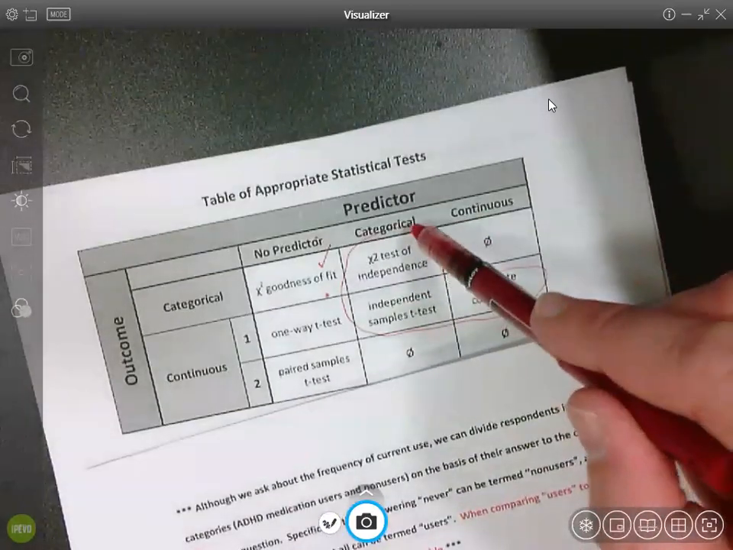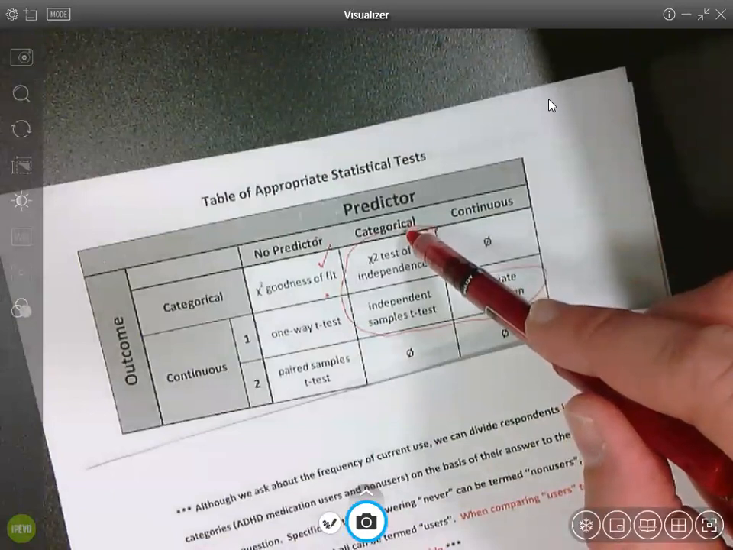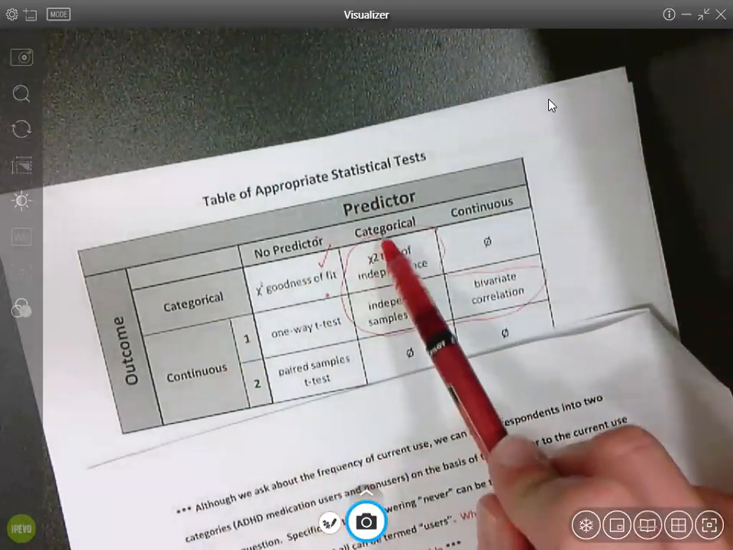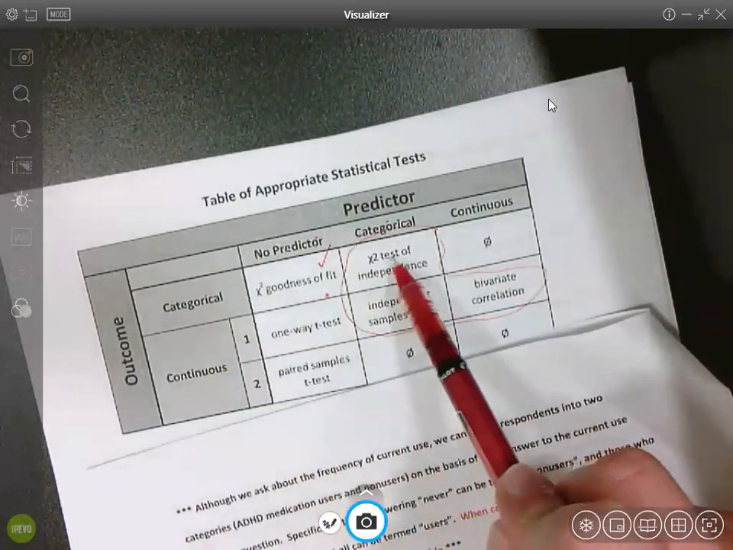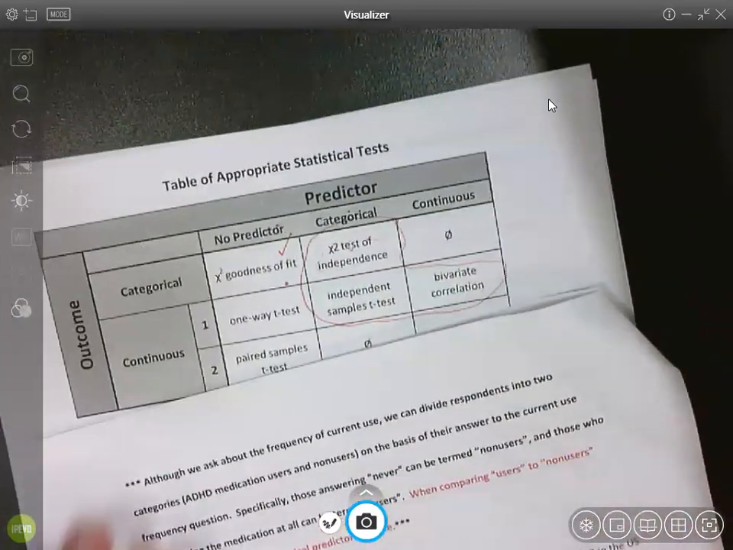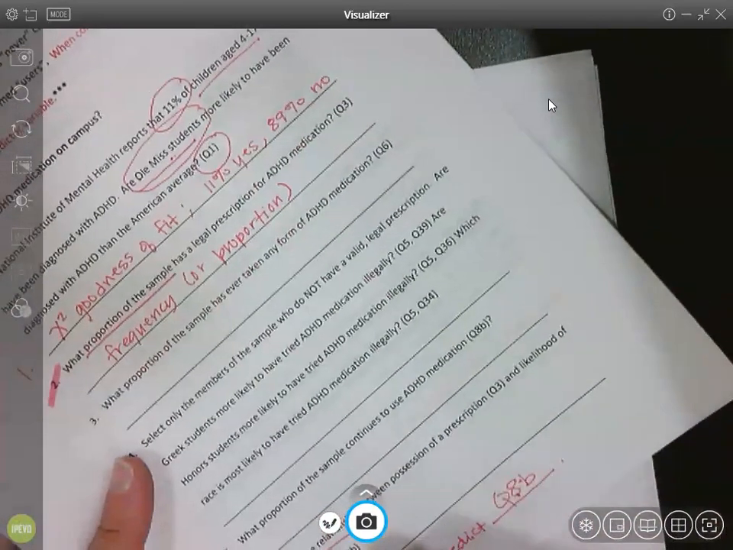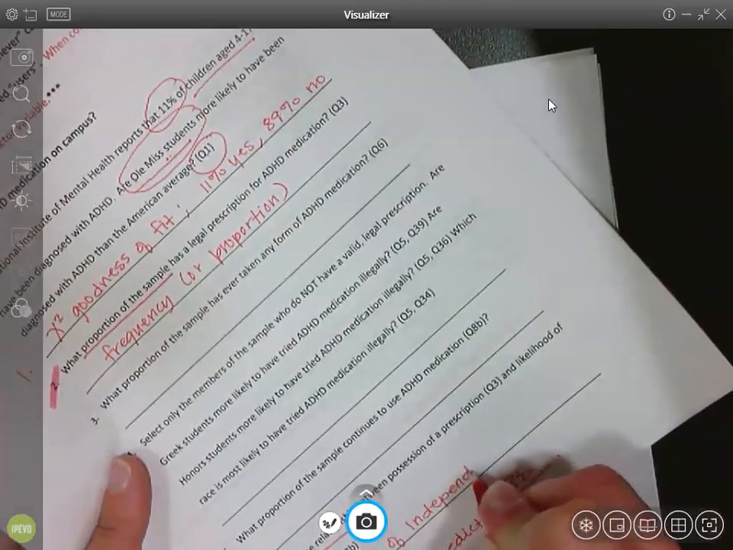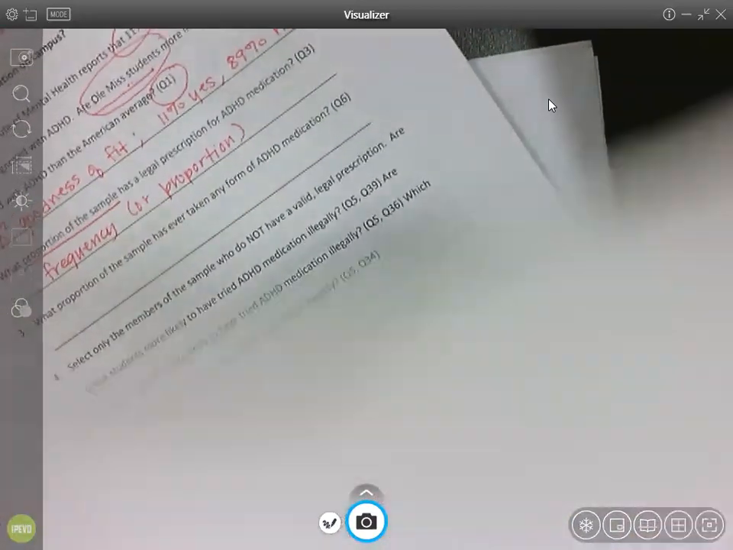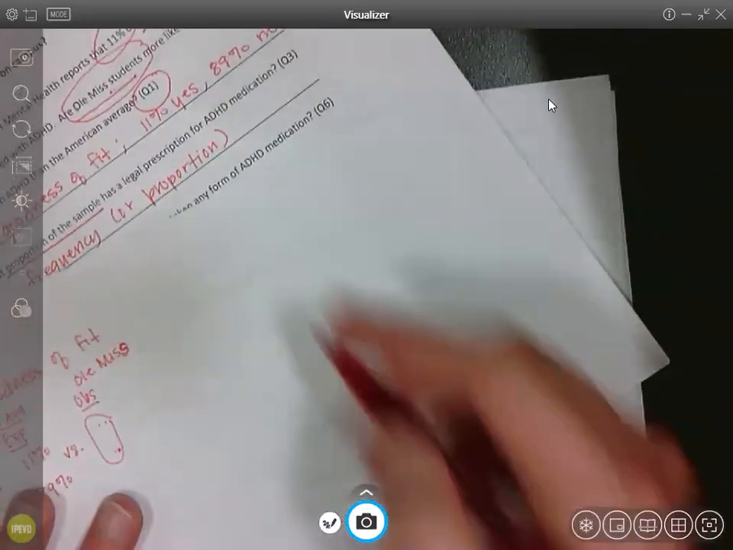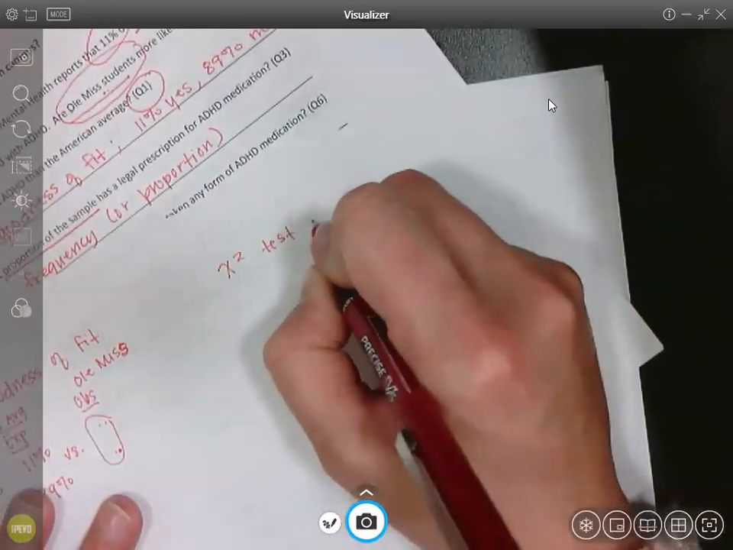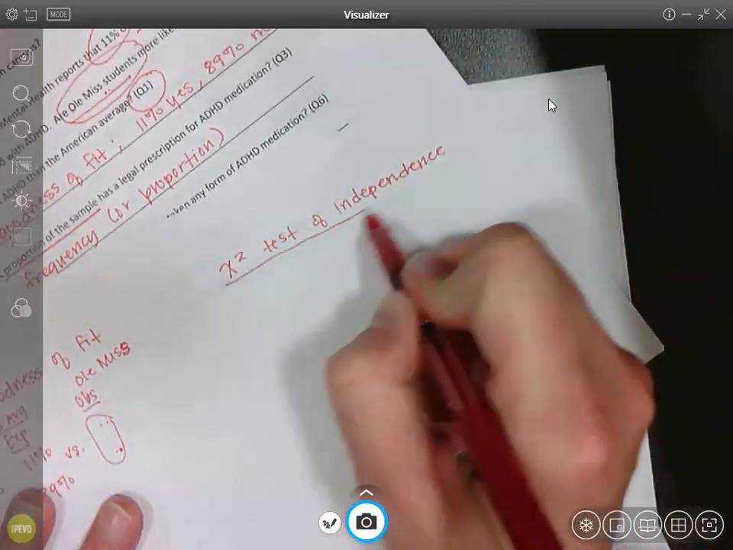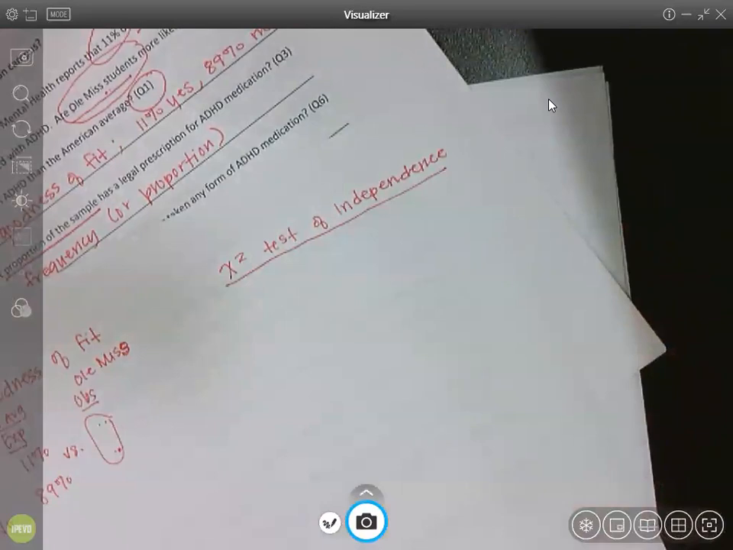All right, so now we have a categorical predictor, whether or not they have a prescription, and a categorical outcome, whether or not they are currently taking the drug. When we have a categorical predictor and a categorical outcome, we are in this cell, and we need a chi-square test of independence. If thinking about the math helps, here's the math on this chi-square test of independence. Sometimes it's easier for me to think numerically about what I am trying to do, and then think about the test that does that.